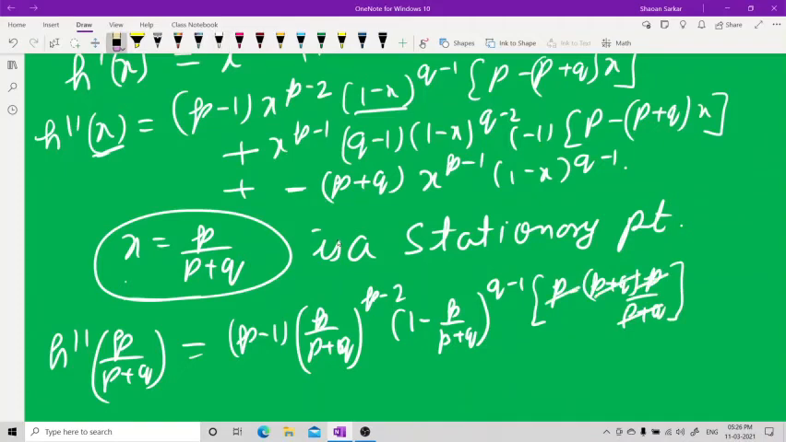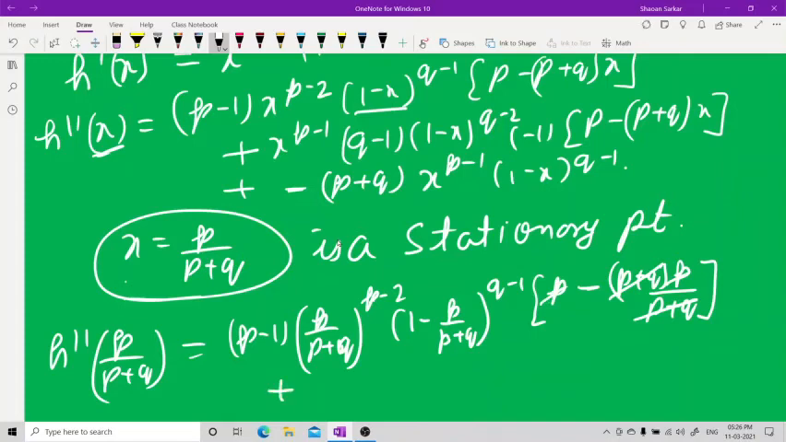Let me write it a little bigger. This is P minus, put a minus here, P plus Q. Here you have P and you have P plus Q. Now this will cancel with this and this minus will cancel, and the whole thing will become 0. So this portion is 0.